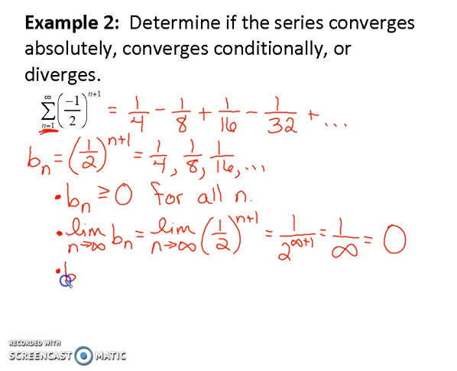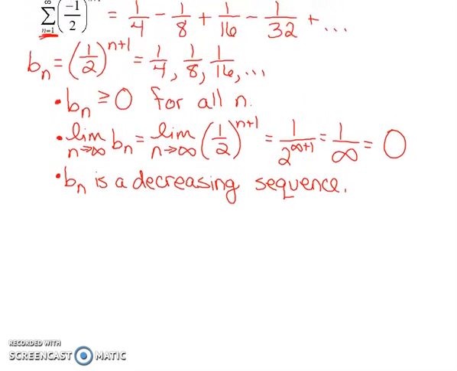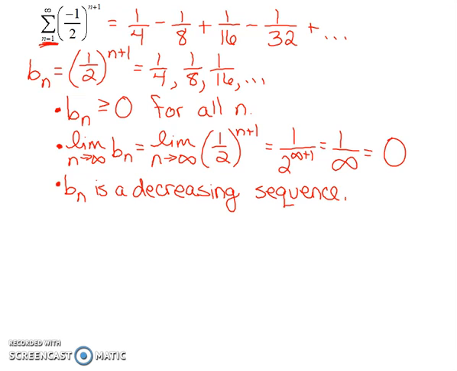And then the third thing is, is this a decreasing sequence? Well, if you look back at what we wrote out for b sub n, it's 1/4, 1/8, 1/16. So that does, in fact, decrease. So I write out my third bullet point. So now we know at this point that it converges, but the next thing we need to decide is is it conditional convergence or absolute convergence? So that means we have to look at b sub n just by itself to determine whether or not it would be a convergent series.